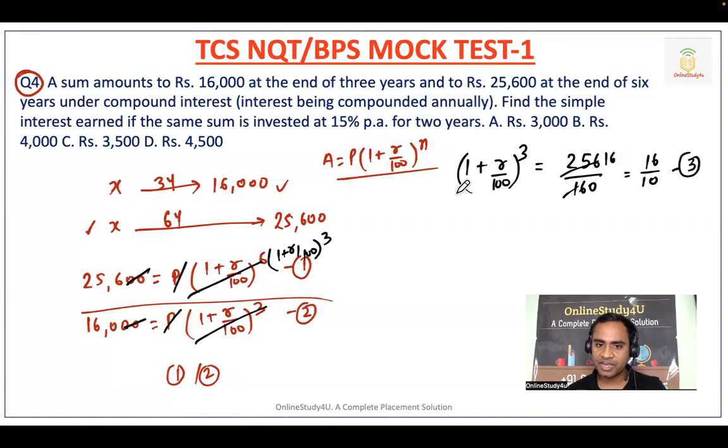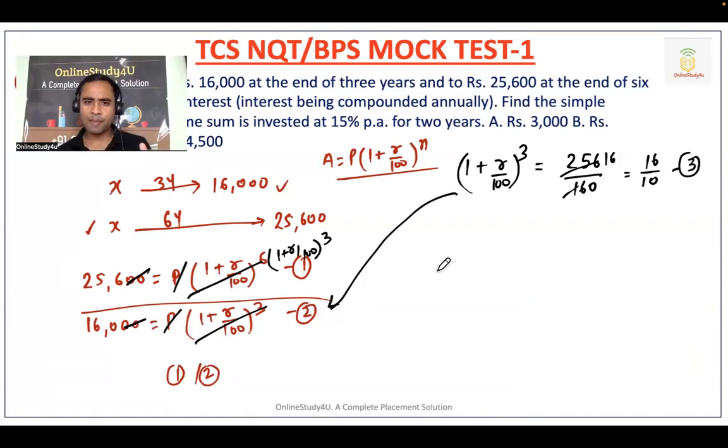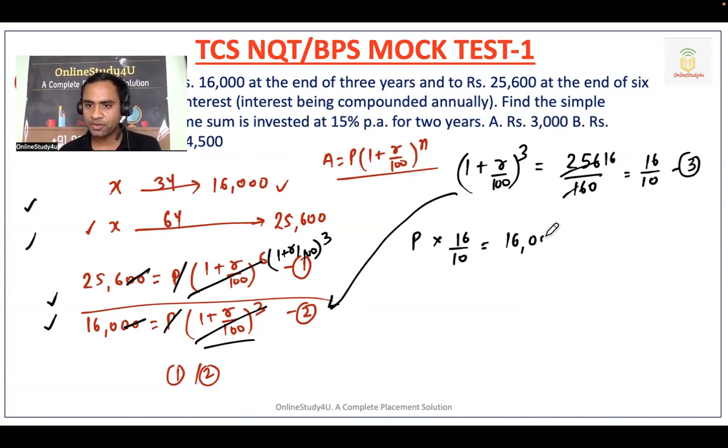Now this equation 3, you put it in equation 2. See, these are simple. You don't need to write all these steps, you can do it in only one step. That's what I wanted to tell you from that time. Now p into 1 plus r by 100 cube, 1 plus r by 100 cube is 16 by 10, is equal to 16,000. So 16 and 16 cancelled, so p will be equal to 10,000. Principal you got as 10,000.